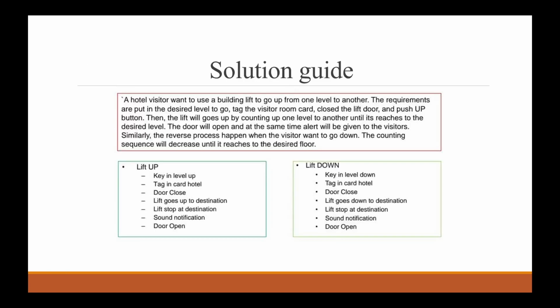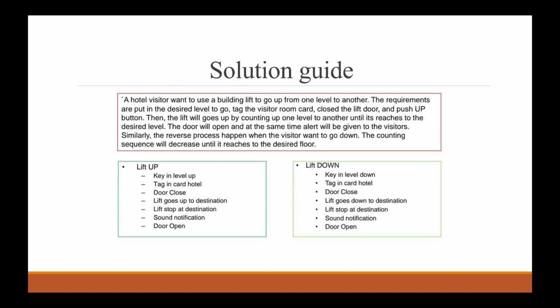So the example for our project: a hostel visitor wants to use a building lift to go up from one level to another. The requirements are to put in the desired level to go, tag the visitor room card, close the lift door, and push the up button. Then the lift will go up by counting up one level to another until it reaches the desired level. The door will open and at the same time, an alert will be given to the visitors. Similarly, the reverse process happens when the visitors want to go down. The counting sequence will decrease until it reaches the desired floor.